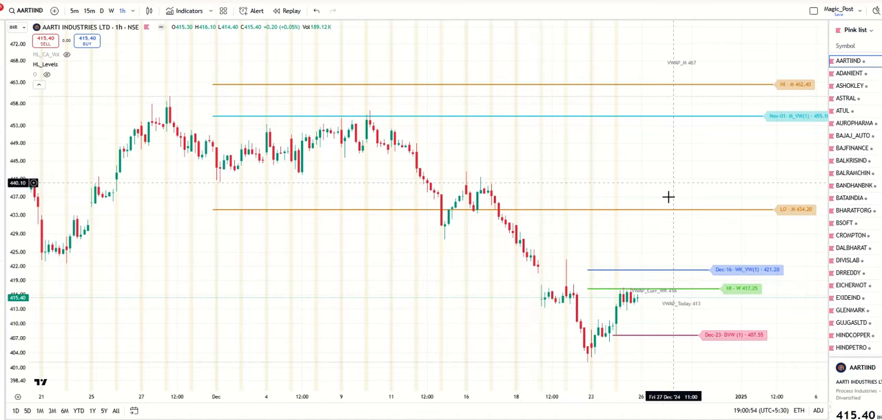Now, if you look at this, we will talk about this. There are a lot of stocks which we are going to analyze, and these weekly levels also: the last week level, current week level, the VWAP level, we'll talk about that. Okay, now let's go to the next one.